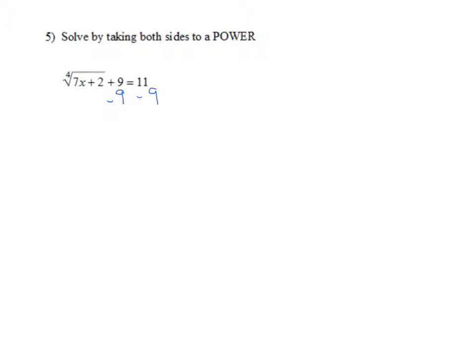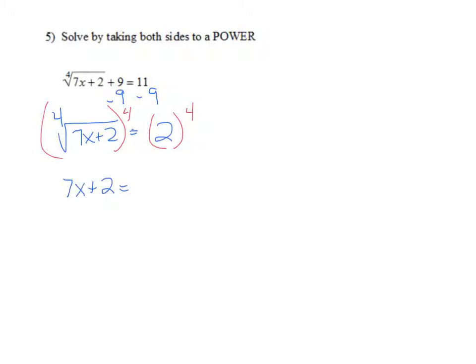So I'm going to subtract that 9 because that's not underneath the radical. And so then I'll have a 2. All right, so now to get rid of this 4th root, I'm going to take everything to the 4th power, but I've got to do it over on this side as well. All right, so then the 4th root and the 4th power undo each other, and 2 to the 4th power is 16. Subtract the 2, divide by the 7, and there's our solution.